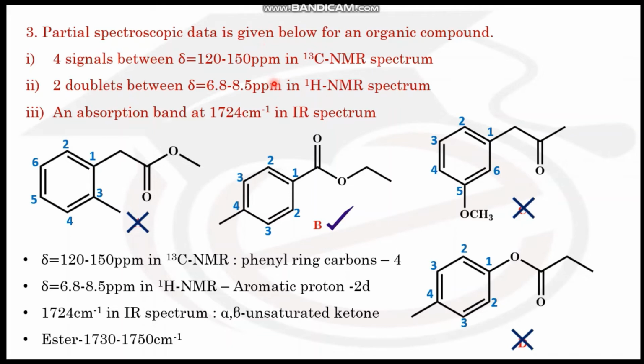Clear? First we eliminated 2 options using either of these data. We can eliminate A and C, and then the rest, B and D, we separated with the IR spectrum 1724, which corresponds to an alpha beta unsaturated ketone, and that is option B. And this is the ester part, and this ester carbon will absorb at 1730 to 1750 centimeter inverse.